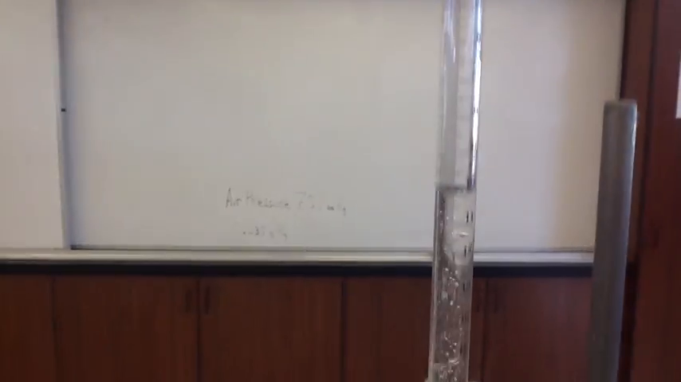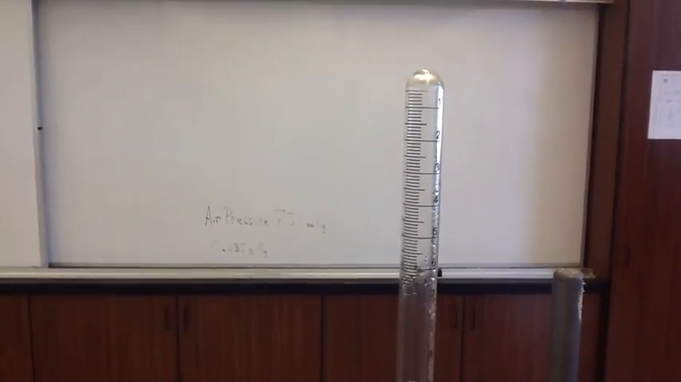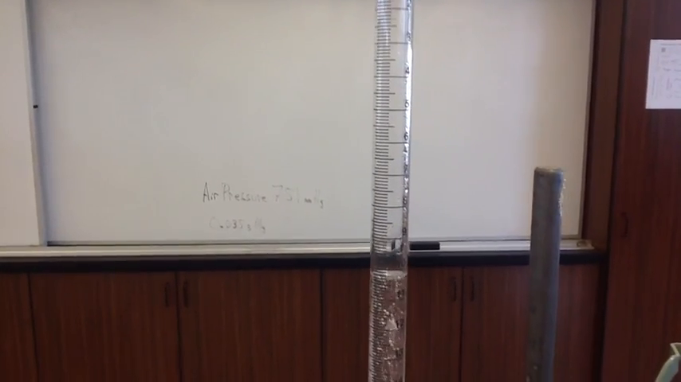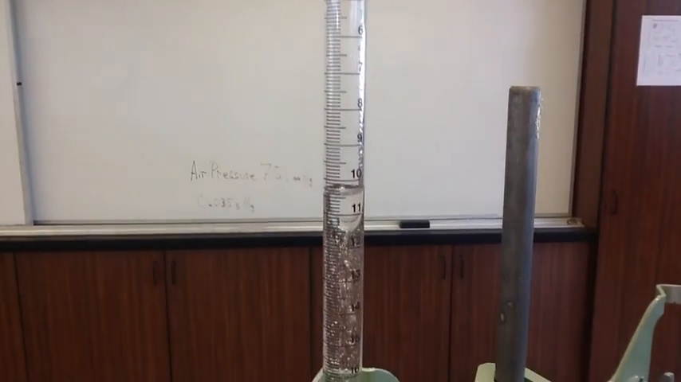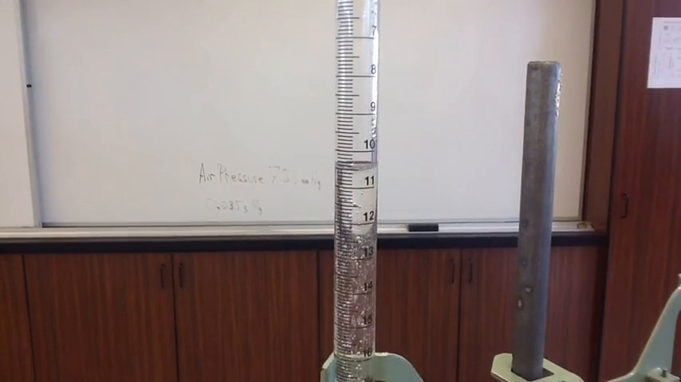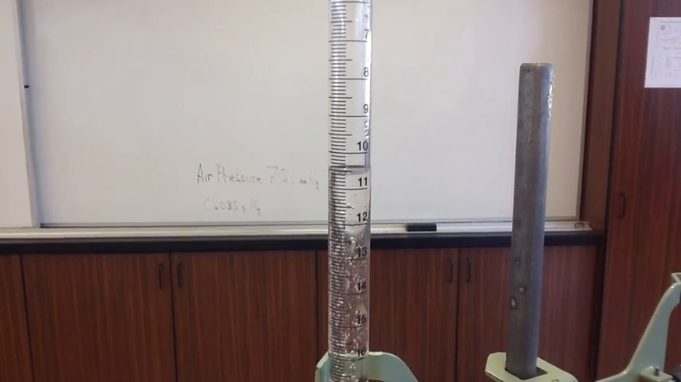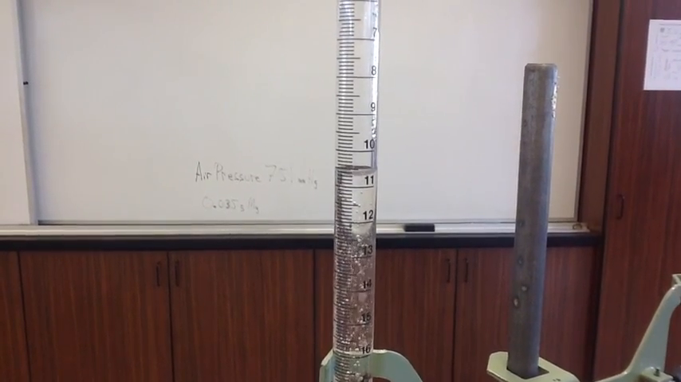And the gas is being trapped up here at the top of the burette, and we'll be able to measure the volume of gas that's produced. So far, just over 10 milliliters of gas has been produced. And as we watch more gas bubbles move up, we see that the volume of gas keeps increasing.